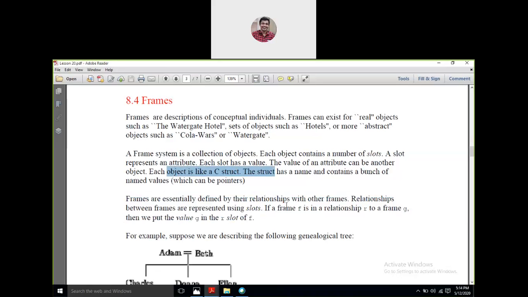Creating a particular frame, there are some codes for them also. Creating a particular frame structure for representation of knowledge is of no use until and unless you can make them attached. That means you can make them related to another segment of a frame or another segment of an object, right? So frames are essentially defined by their relationships with other frames. So how am I going to put up these relationships between the frames?